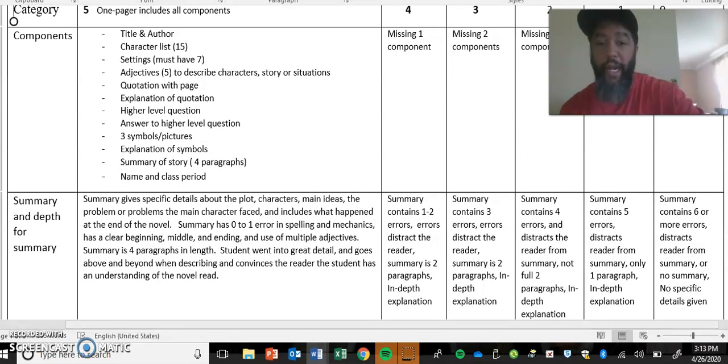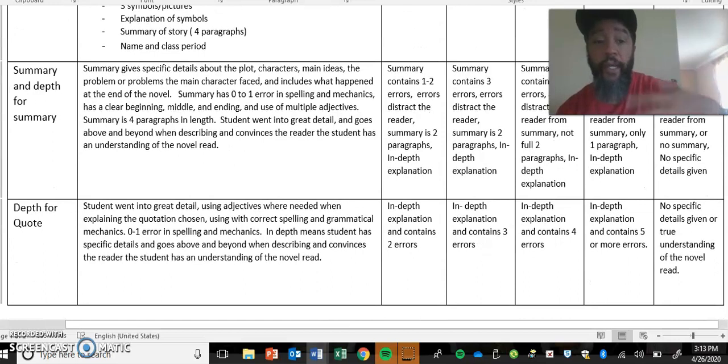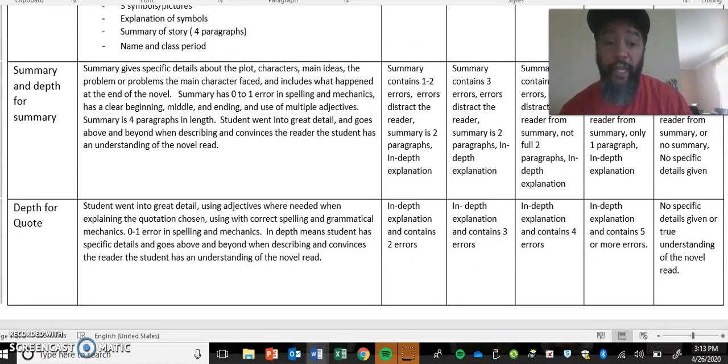So 0 to 1 error. If you only got 1 error, but everything looks really good, it's likely that you still get all points for it. Make sure you're going into great detail about your depth in the summary. Depth of the quote: student went into great detail. Make sure you use adjectives where needed when explaining the quotation that you chose. Make sure you always use correct spelling. You are doing this on a computer. You have your computer, your phone next to you. Google words if you don't know how to spell them. Say it in your phone. You know how to do that. Real simple. Make sure you're spelling it right.